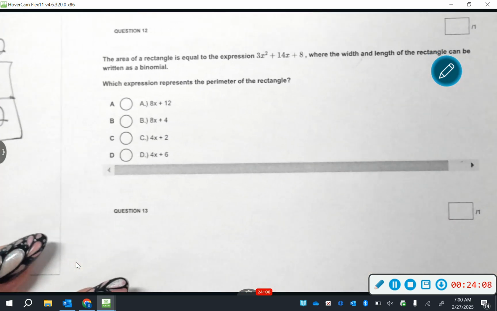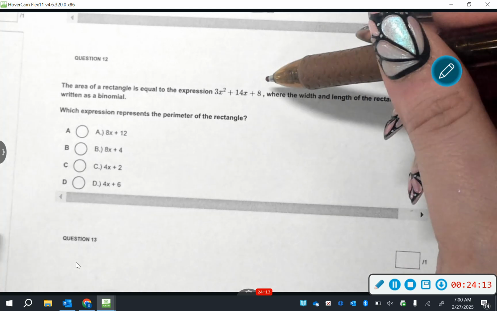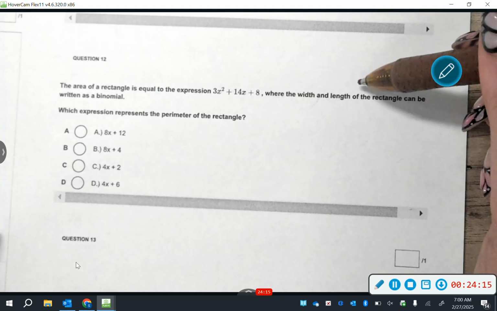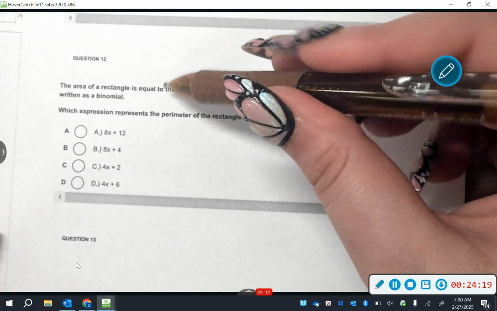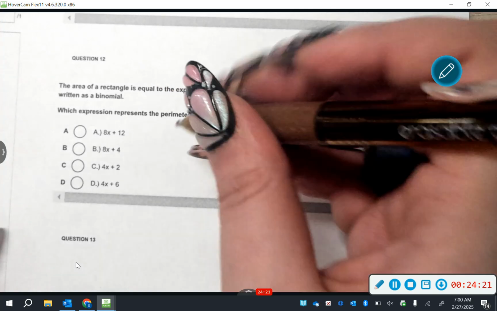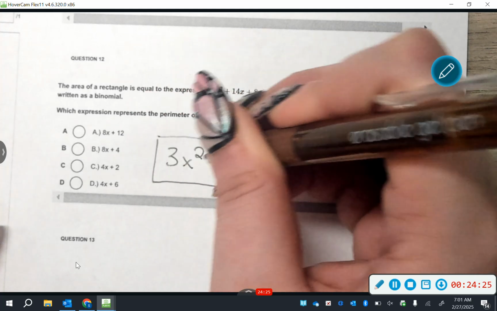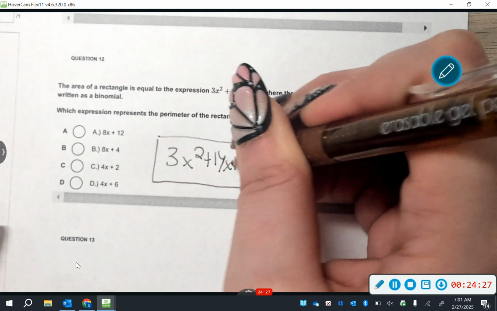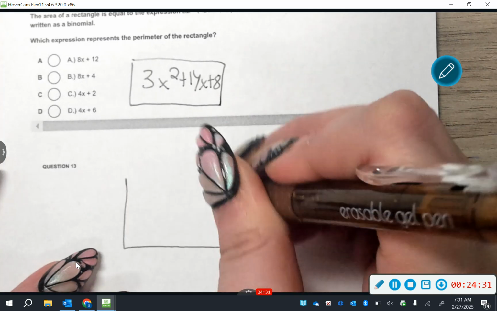Okay. The area of a rectangle is equal to the expression 3x squared plus 14x plus 8, where the width and the length of the rectangle can be written as a binomial. Which expression represents the perimeter of the rectangle? So we got 3x squared plus 14x plus 8. We're going to have to box this one again. It's not a special factor here.